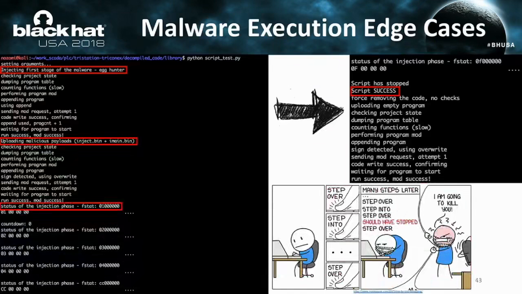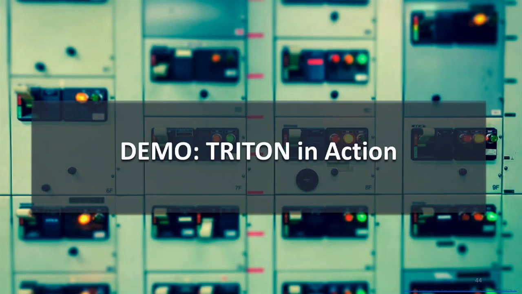So the code of the TRITON malware contains tons of debugging messages, which shows that the attacker tried so many ways to inject that backdoor into the firmware, and they were often unsuccessful. They had a debugging message for every failure, so basically for every edge case. So this is how it looks when you execute the TRITON. Now we move to the demo, TRITON in action.